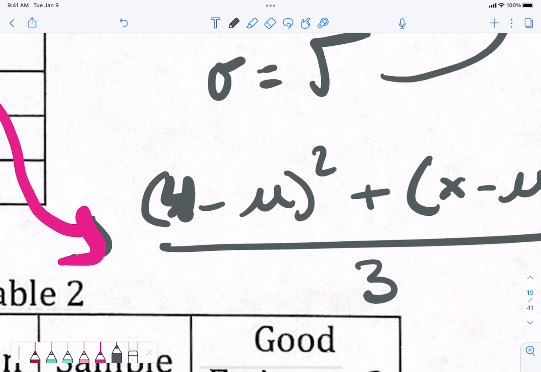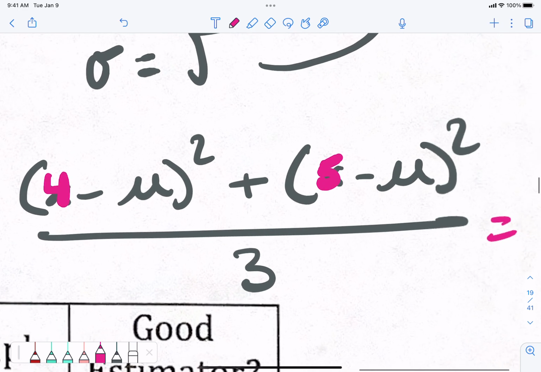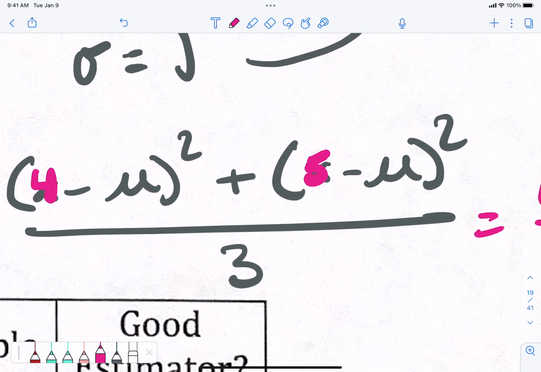Okay, so my x's are 4 and 5. What's the average? What's mu for that line? 4.5. 4 and 5 are my 2 numbers. My mu is 4.5. We're still gonna divide by 3.